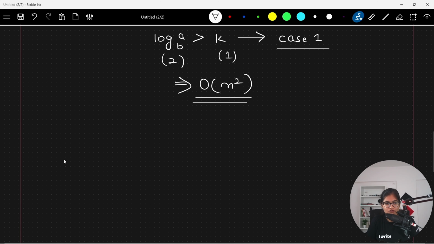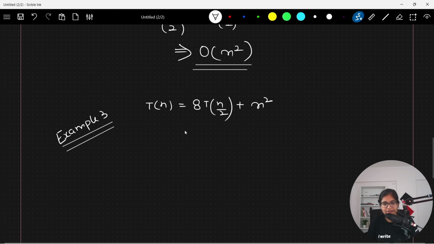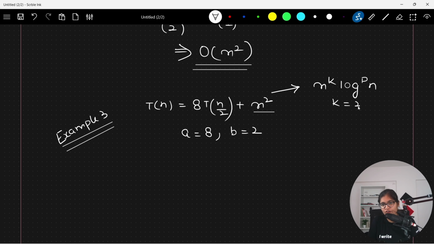If you want me to explain some other example, let me explain one last example, where I write T(n) equals maybe 8T(n/2) plus maybe n square. Here, if you observe, the value of a is 8, the value of b is 2, right? And this function can be written as n to the power k log to the power p n. So clearly I can say that the value of k is equal to 2 and the value of p is equal to 0. Let's calculate the value of log a base b.